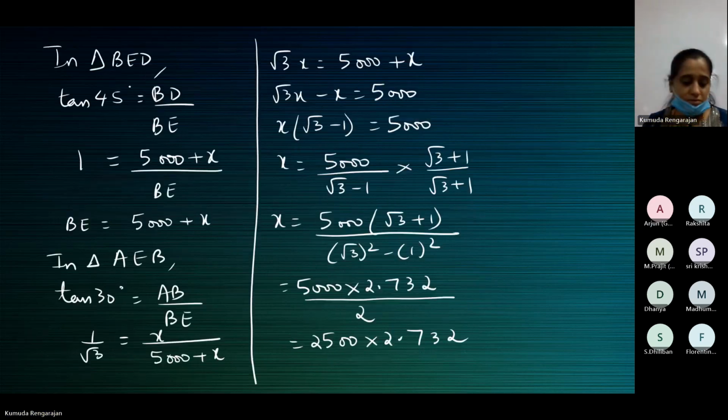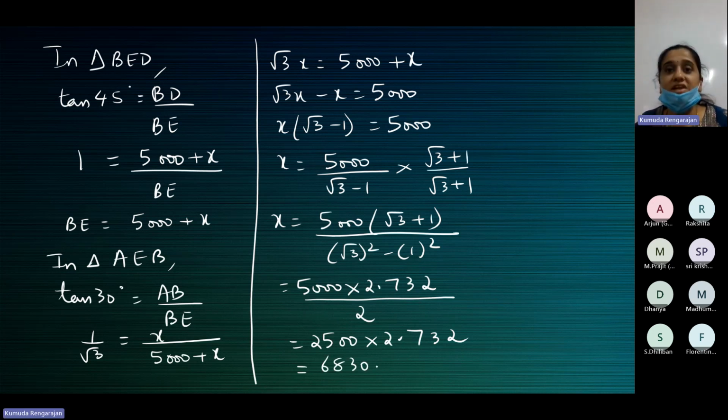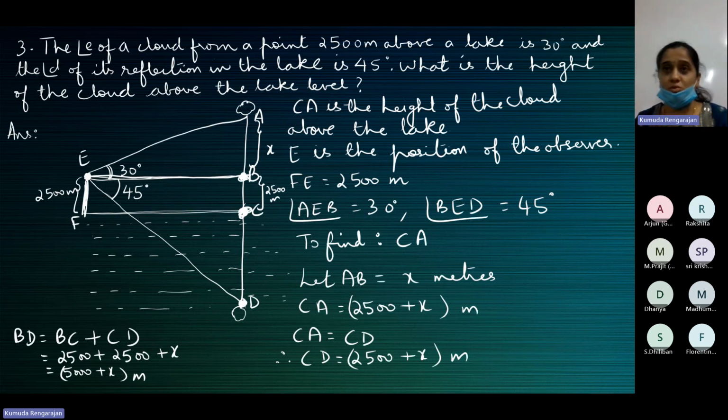Is root 3's value given? No. So it's 2,500 into 2.732, which is exactly 6830. Very nice. 6830 meters. Now X is 6830. But we have to find AC, the height of the cloud from the surface of the water. We have to find AC.